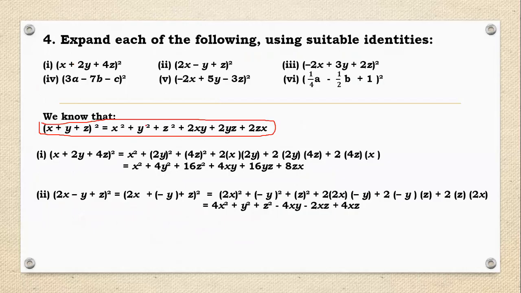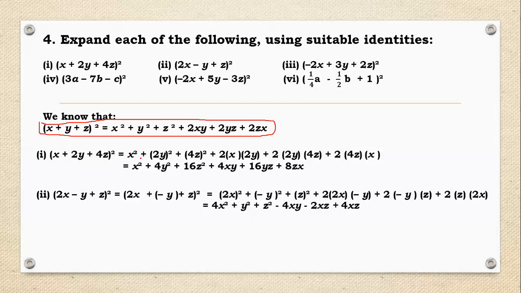So x square plus y square plus z square plus 2xy, 2yz and 2zx. In my previous lectures, I have discussed how the RHS side comes. You can refer to those identities that I have discussed in detail. So here we have the first part where the first term, second term and third term are x, 2y and 4z respectively.